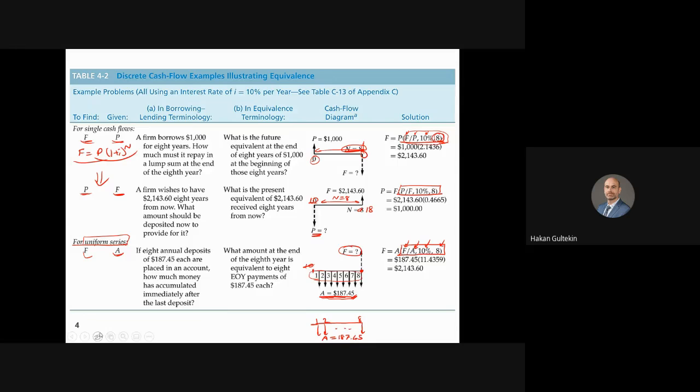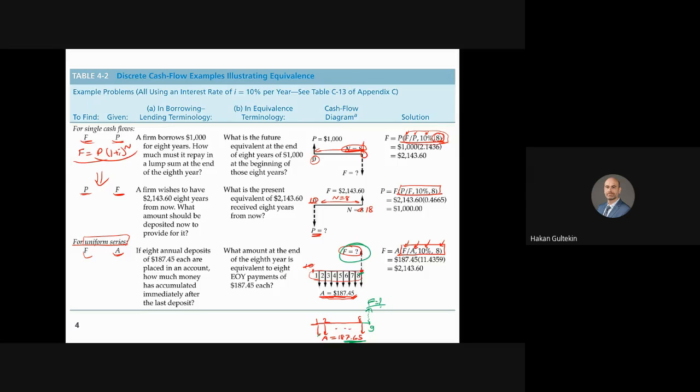Okay, but the thing is, let's assume that for this one we are asked the future value at time 9. Okay, not 8. In the previous example it was at time 8, but now we are looking at a future value at time 9, and as you can see, at time 9 there is no cash flow. This A is paid only for 8 years. So how do we find this future value?